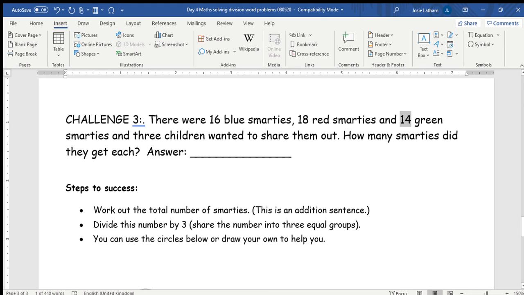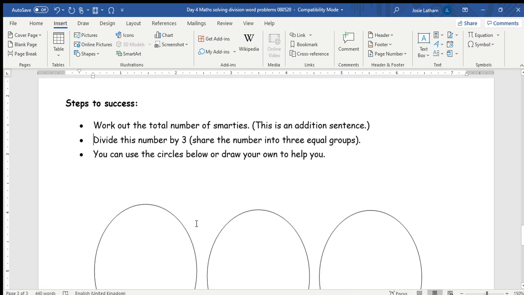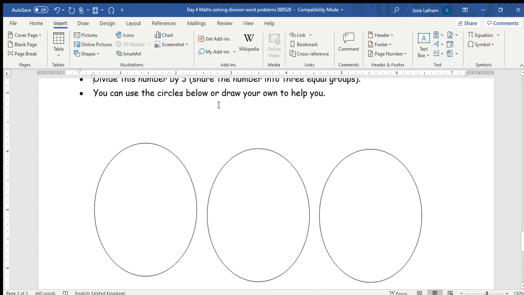Next step, divide this number by 3. So your total number, divide it by 3. Share it into 3 equal groups. Now I've made this easier for you by putting 3 circles on the paper. Now you can draw these circles in your notebook if you like, and write little marks in each group until you've used all of that number.